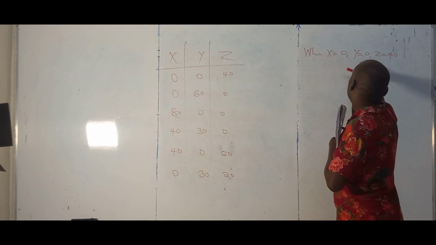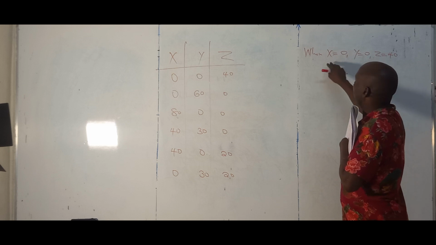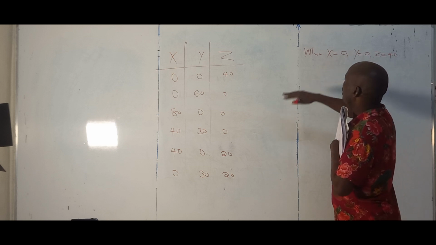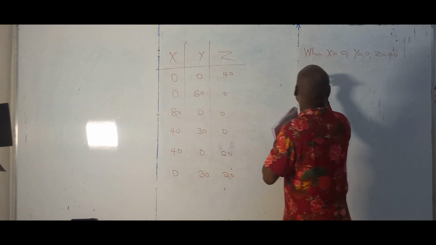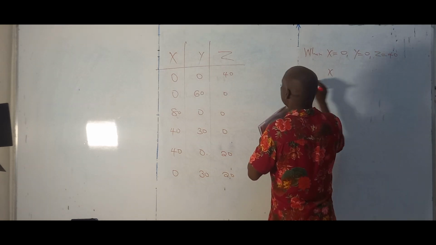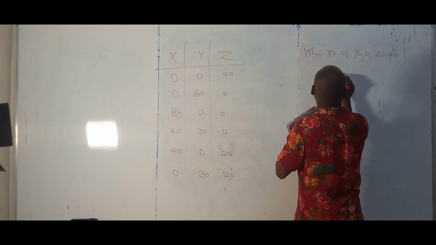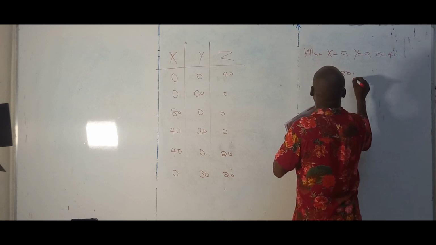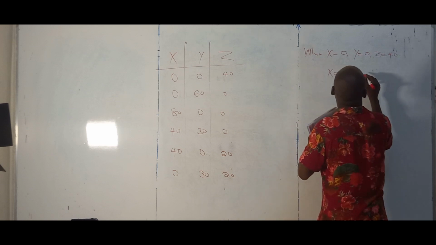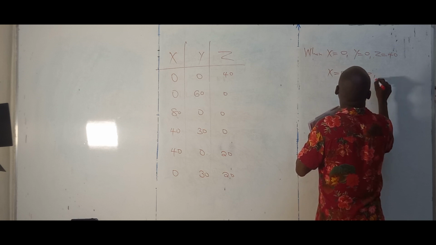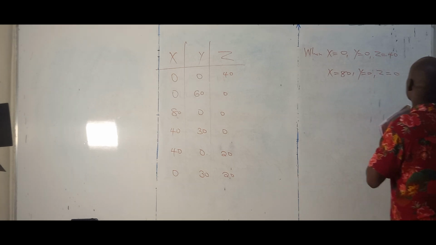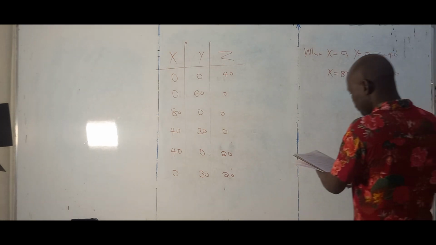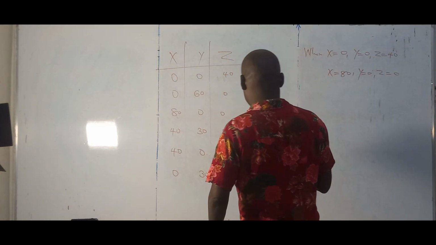So when X is 0, already I've put X to be 0. Now I want to pick another combination where X is now something. So I say when X is 80, Y is 0, Z is 0. That is the first instance.